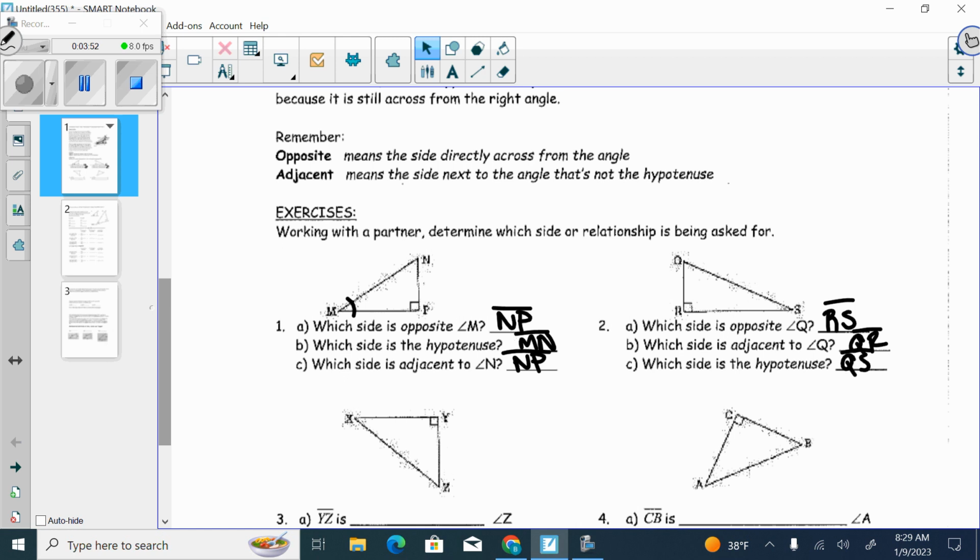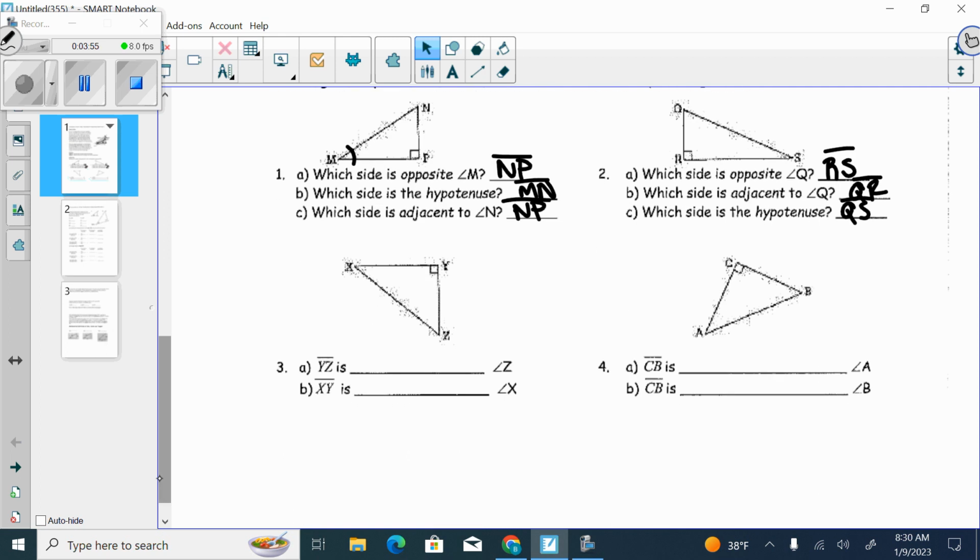Good. All right, on number 3, it says YZ is blank to angle Z. Is it adjacent or opposite? Adjacent, good. All right, and XY is blank to angle X. Adjacent as well, good. All right, and then on number 4, CB is what to angle A? Opposite, good. And CB is blank to angle B. Nice.